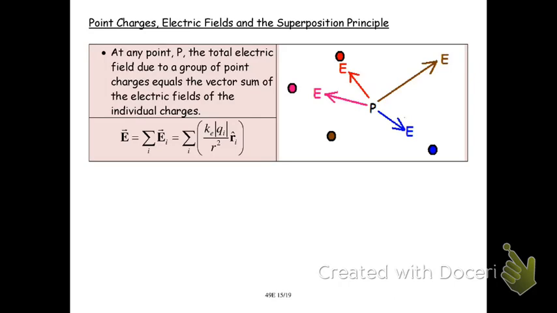So, supposing we have more than one of these things. Is it a vector? Electric field is a vector. It's got a magnitude and a direction. So we need to just add them vectorially. Superposition principle.